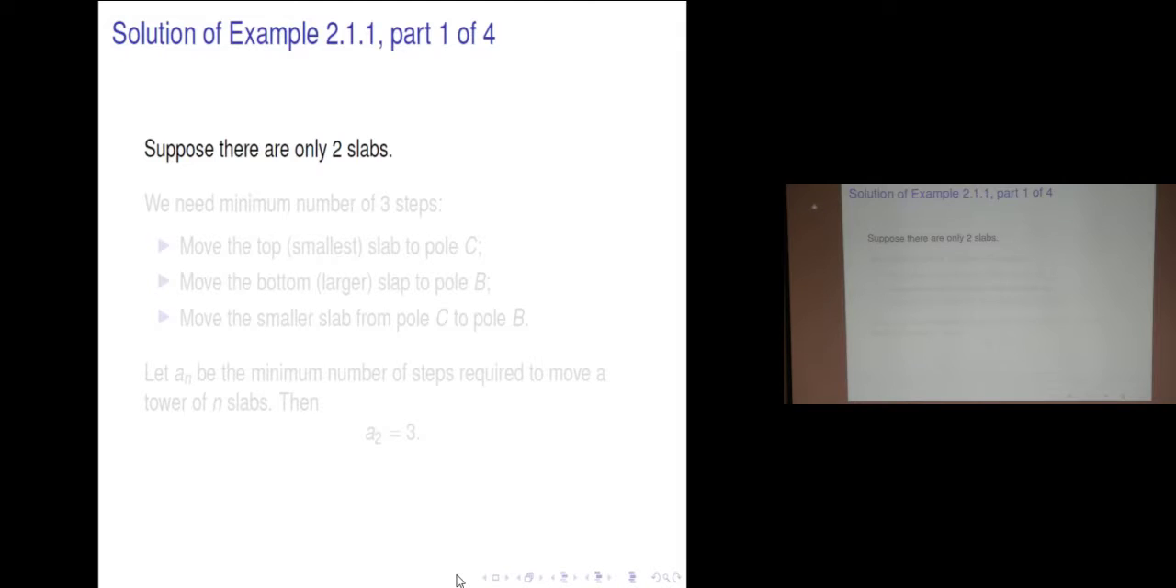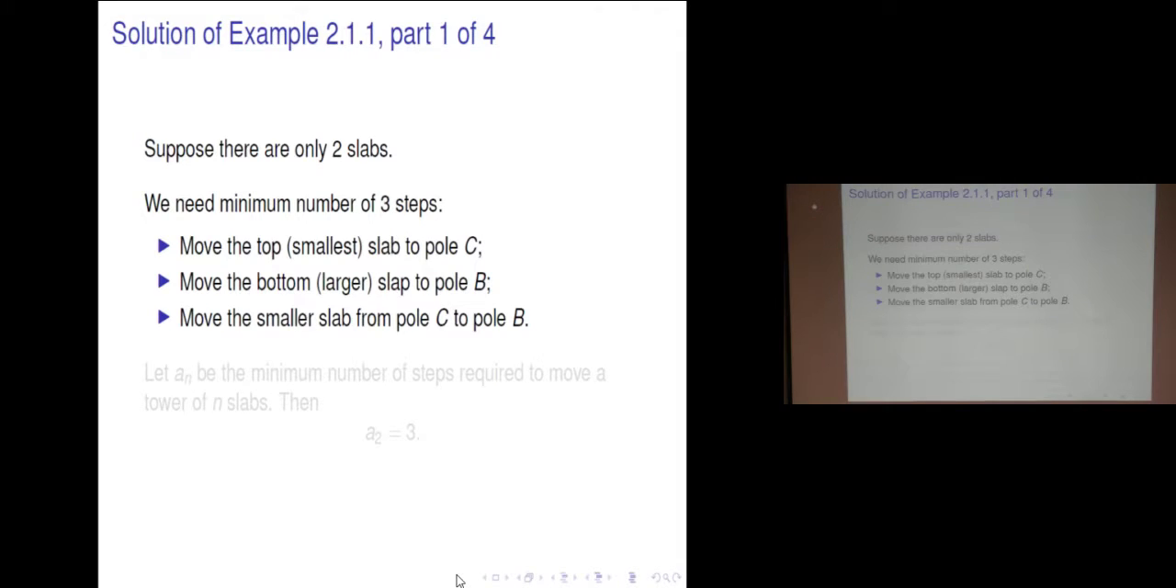Now, the solution goes like this. Suppose you only have 2 slabs. That is extremely easy, right? You need 3 steps because you move the top, the smallest, to C. So A, B, C. Then you move the larger one to B, then move the small one back. So 3 steps, okay?